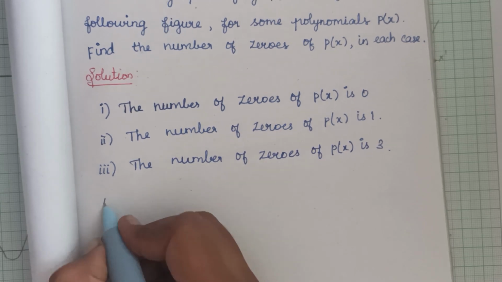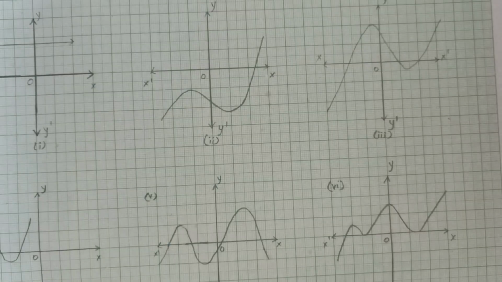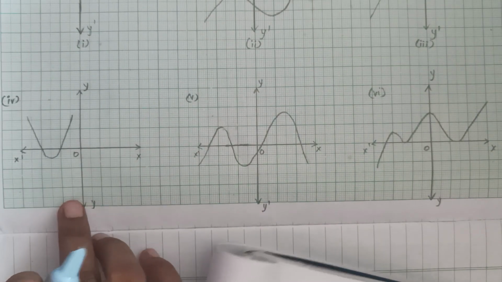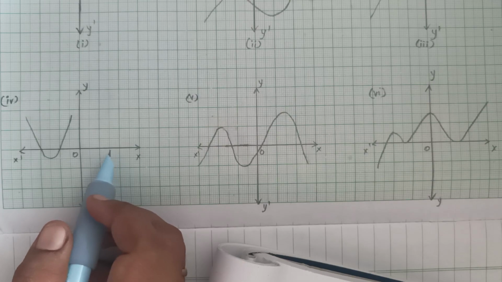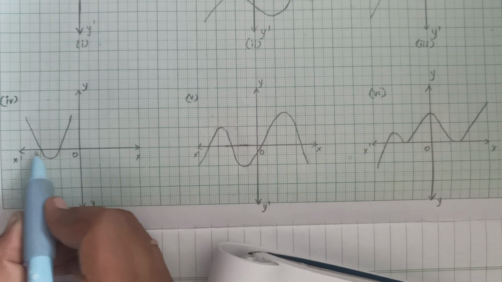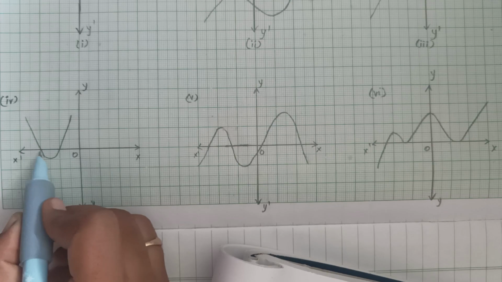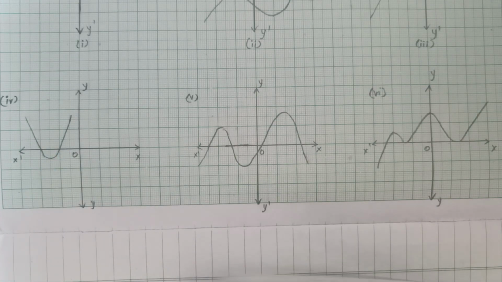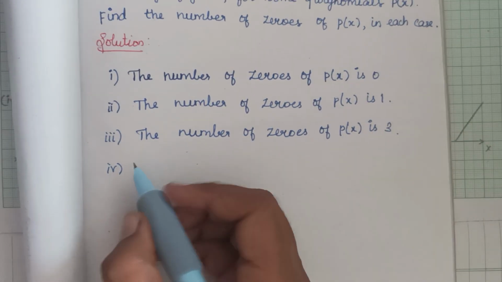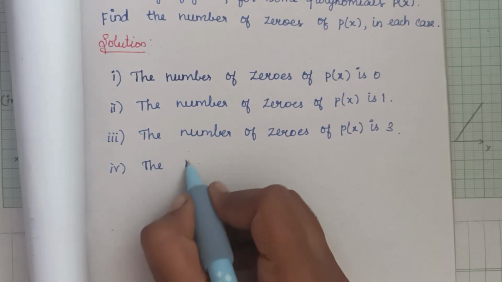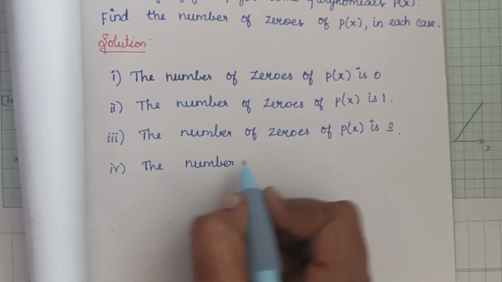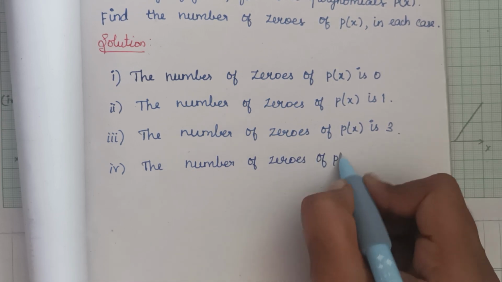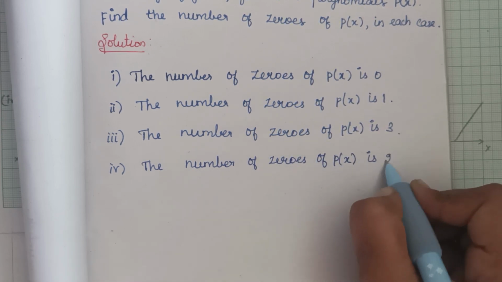Okay, and then look at the fourth sum. So look at the fourth graph. So here how many times does the graph intersect the x-axis? So 1, it is the x-axis, right? So 1 and 2. So the graph intersects the x-axis at 2 points. So you can write the number of zeros of p(x) is 2.